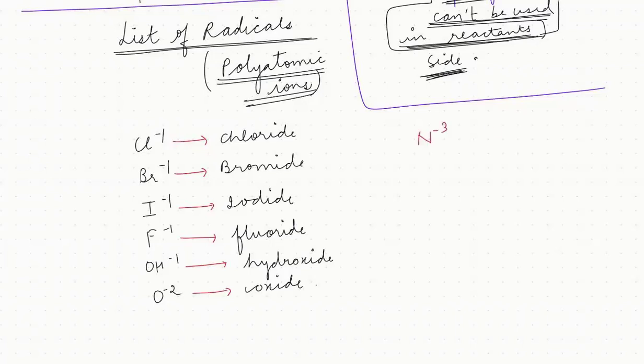N minus 3 would be called nitride. S minus 2 would be called sulfide. P minus 3 shall be called phosphide. So we would have nitride, sulfide, and phosphide. So it will be called nitride, sulfide, and this will be P minus 3, and this shall be called phosphide. So we would have chloride, bromide, iodide, fluoride, hydroxide, oxide, nitride, sulfide, and phosphide.